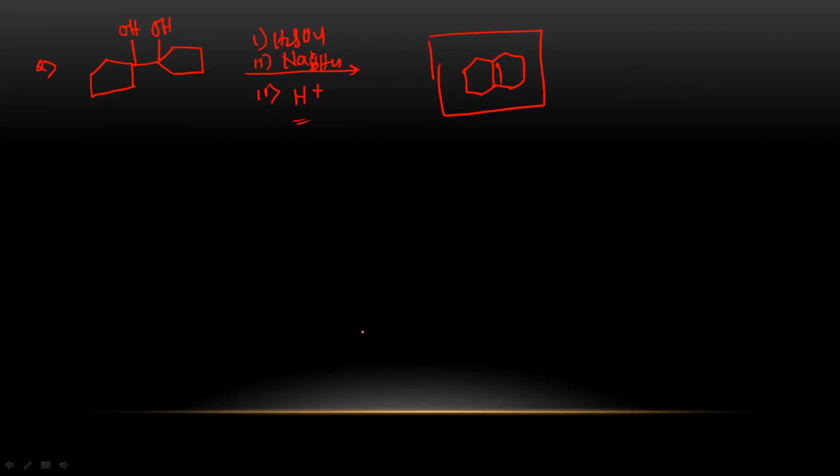Now let's come to the migration part. When both groups are different, then what will occur? In this example also, these two groups are similar. What if these two groups are different? Here are the two bonds, but if the two groups are different, then what will occur? Then we have to check migratory aptitude. Migratory aptitude means which bond has greater tendency, greater aptitude, to migrate.